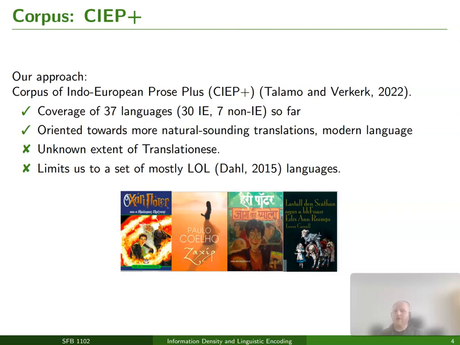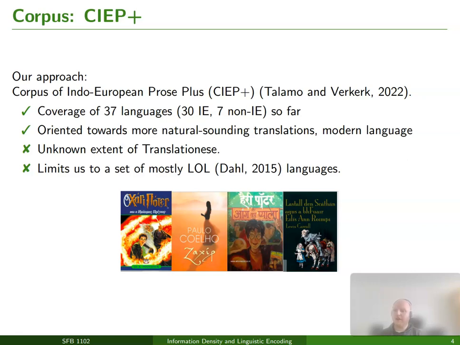Which brings us to our corpus. We pilot a corpus called CIEP+, which is a parsed collection of translations of modern prose. It covers 37 languages so far, of which 30 Indo-European and 7 non-Indo-European, but it's growing. And the intuition here is that prose is usually translated to entertain, so we can expect more natural sounding translations in the target language than we would get from some other translation sources.